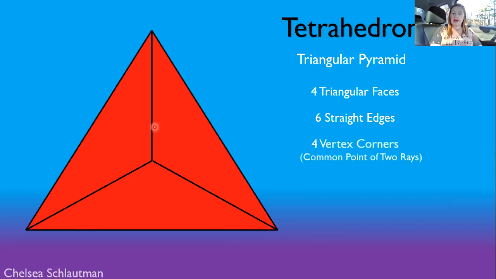And then we're going to have 4 vertex corners. And remember, all those are is a common point of 2 rays. So everywhere that 2 rays meet together forms a vertex. So here we have these little black dots that are going to be our vertices. We have 4 of those for a tetrahedron.